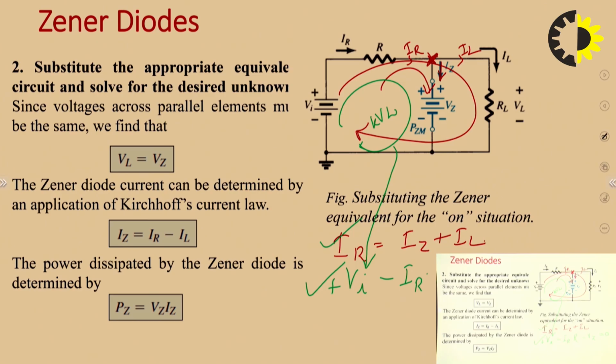One more thing I would like to mention is that the power dissipated by the Zener diode is determined by PZ is equal to VZ into IZ. IZ is the current through the Zener diode and VZ is the voltage across the Zener diode, so IZ into VZ is the power dissipated by the Zener diode. That's clear. It is the P is equal to VI formula we have applied, nothing else, right?